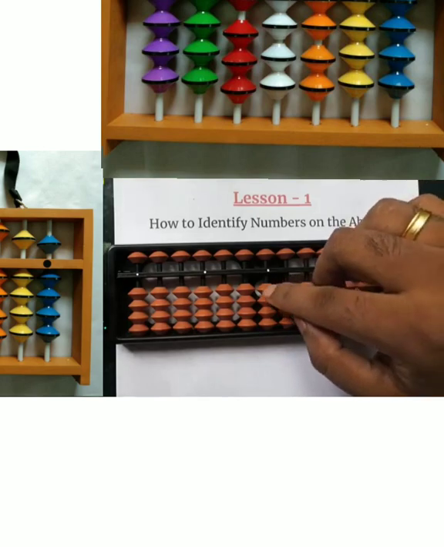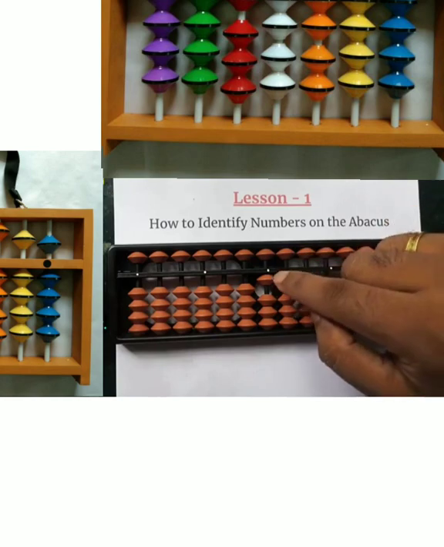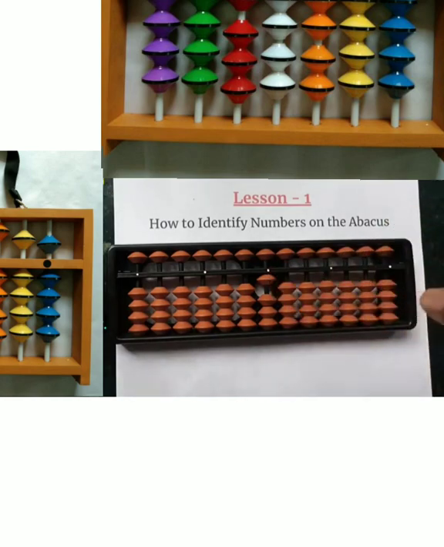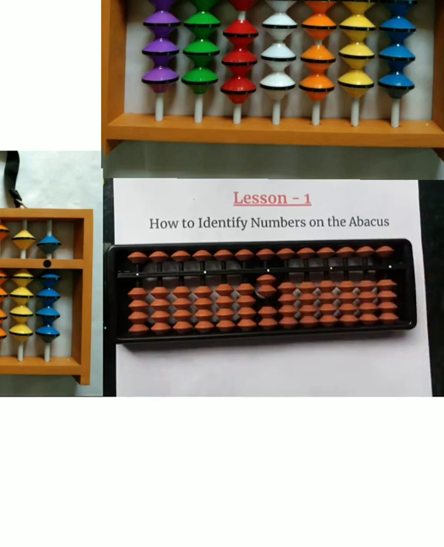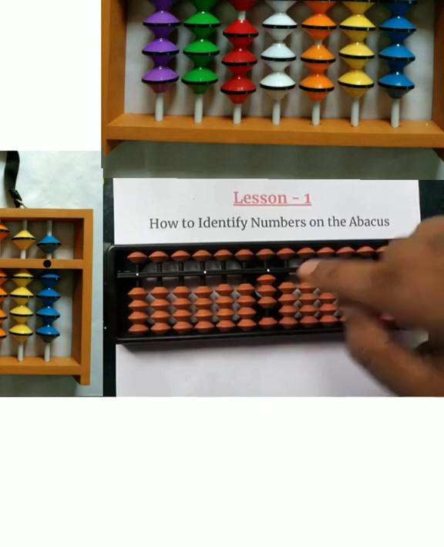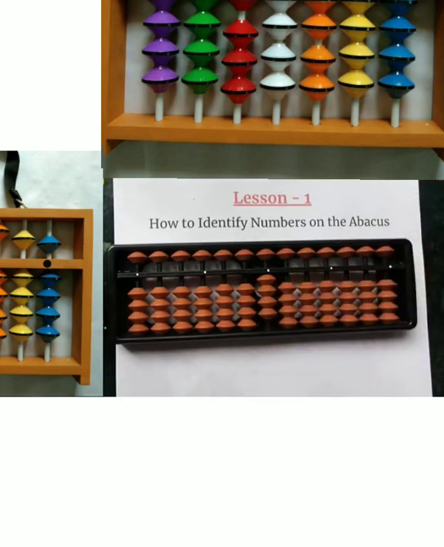Whenever I take this one bead up to the bar, it starts touching the bar, it gets counted. Now we can say that the number on the abacus is 1. That is, on the units place I have taken one bead touching the bar, so the number is 1 on the abacus. If I take one more bead, it becomes 2 on the abacus. One more, it will become 3. One more, and it will become 4. Now the number on the abacus is 4.